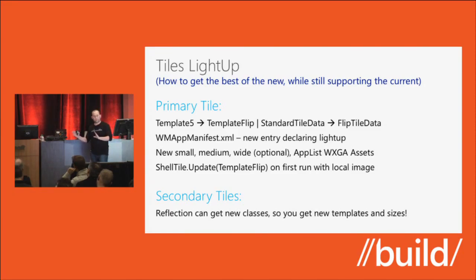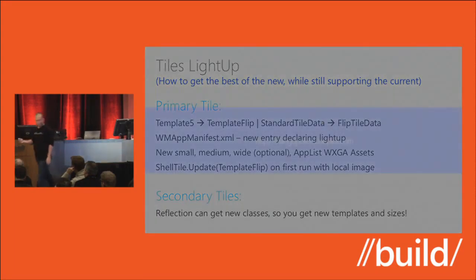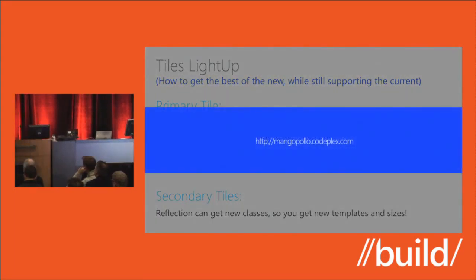That's not a bad thing. Template flip's a good template. You can't switch your primary tile to a different template through LightUp. To get all the new templates on your primary tile, you'd need to do an 8.0 app. But secondary tiles can take advantage of all the templates. You can create a secondary tile that's an iconic tile if you want, a cycle tile, a flip tile, whatever you want to do. You can access all the new classes through reflection and get secondary tiles that use the new 8.0 features. So this is a quick demo, but one shout out to this.